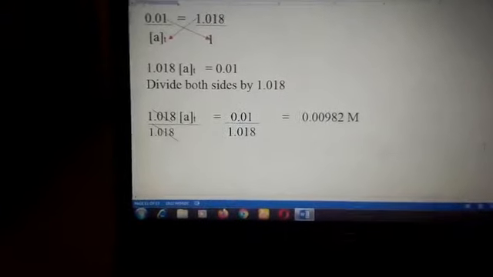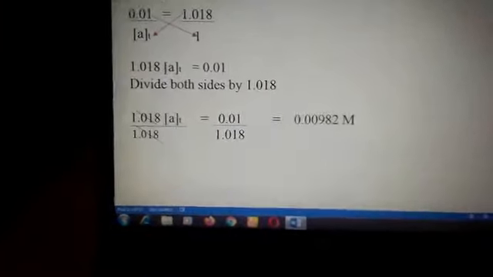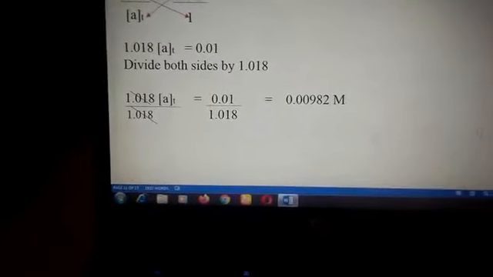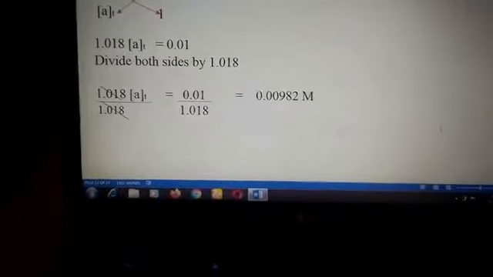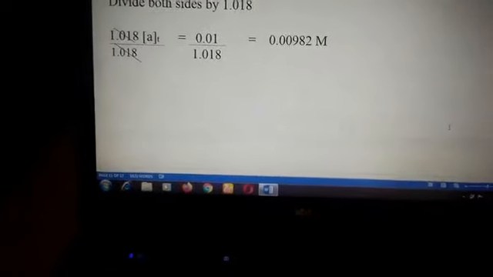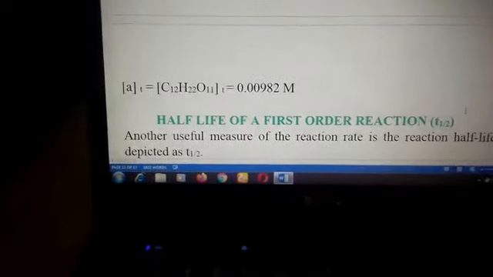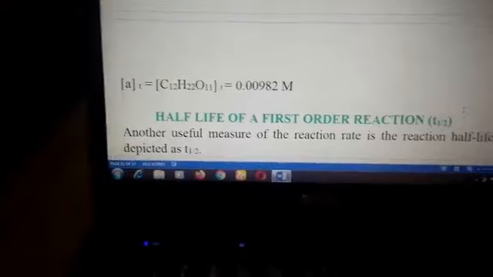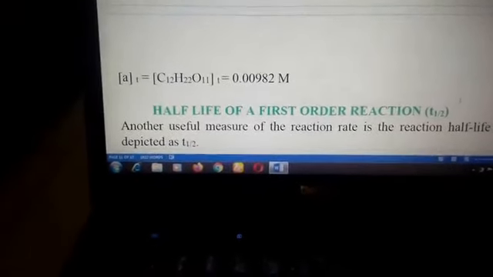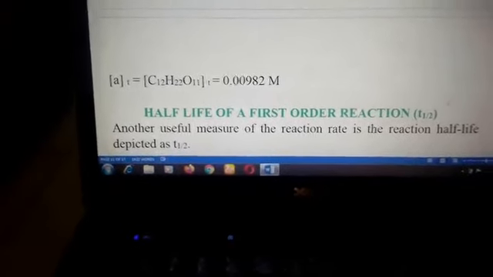1.018 cancels on the left hand side, and then you have on the right hand side 0.01 all over 1.018, and that will give us 0.00982 mole per dm³. So the remaining concentration at time t, that is A, or C12H22O11 at time t, is 0.00982 mole per dm³.